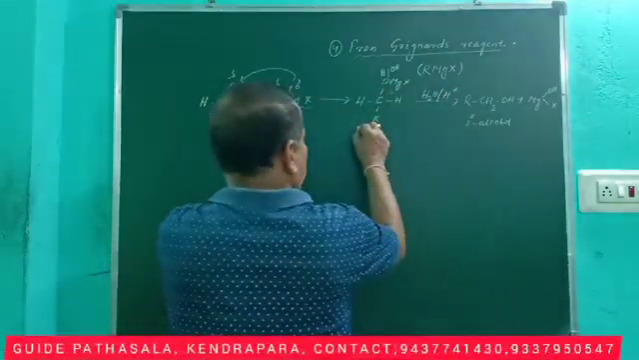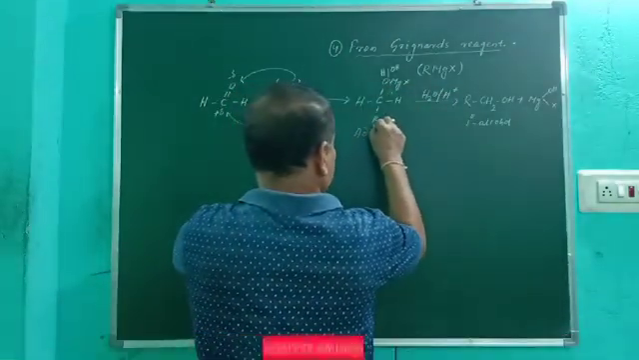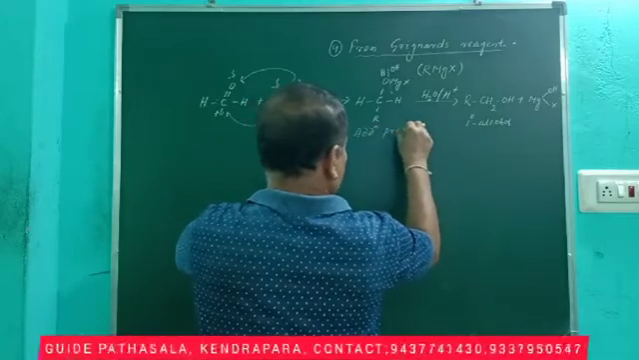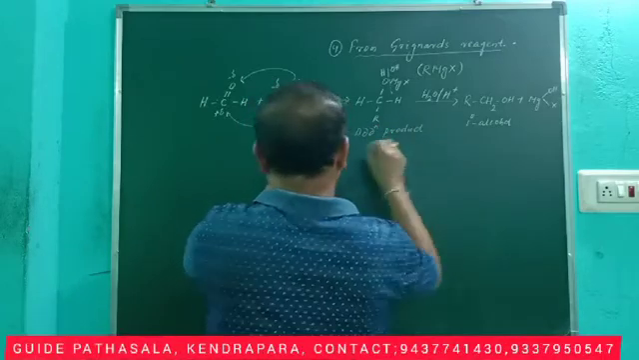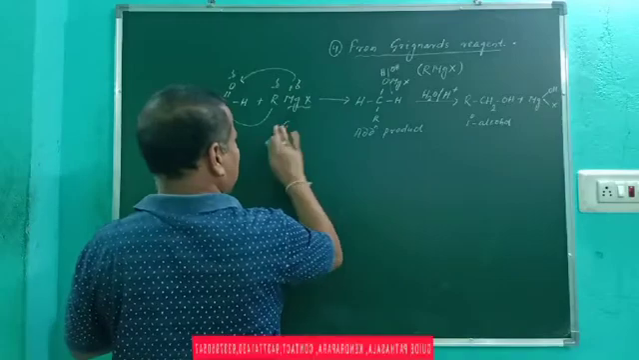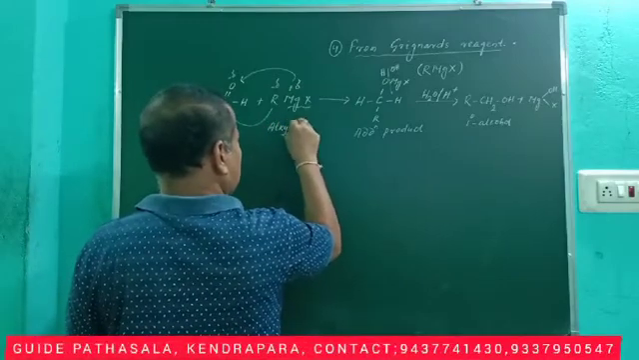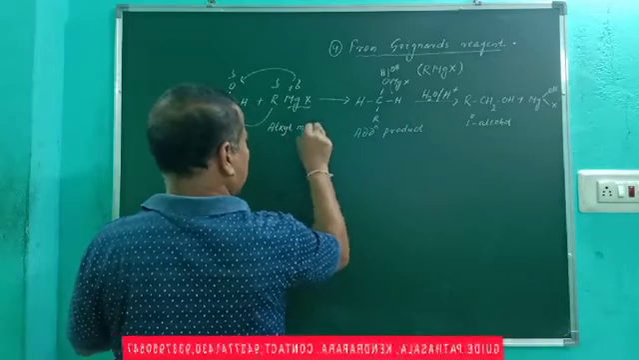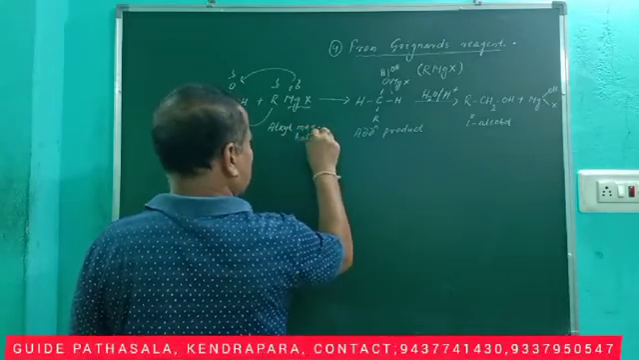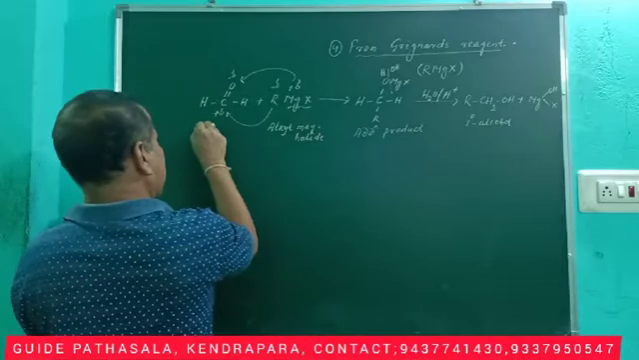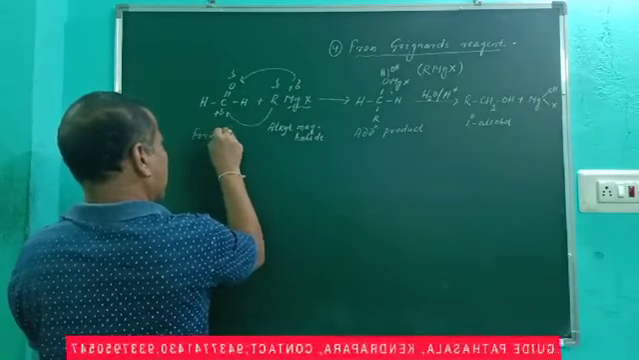So it is your addition product. It is the Grignard reagent, alkyl magnesium halide, and it is your formaldehyde.